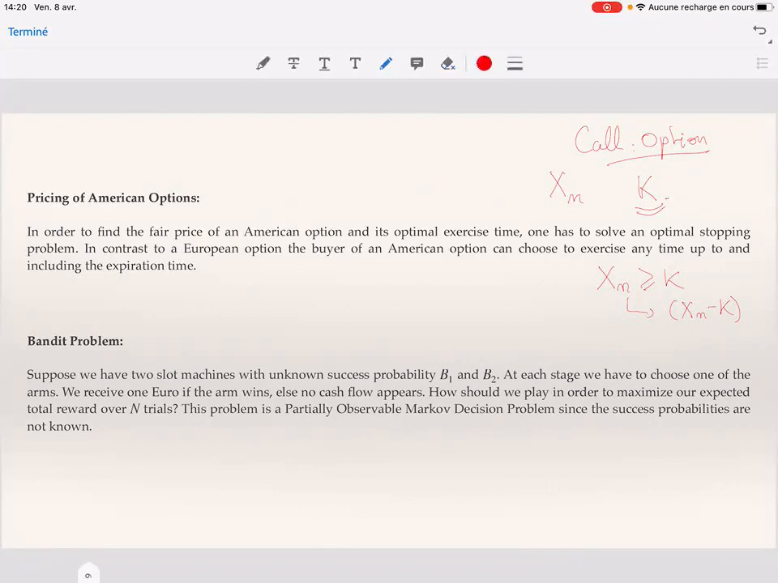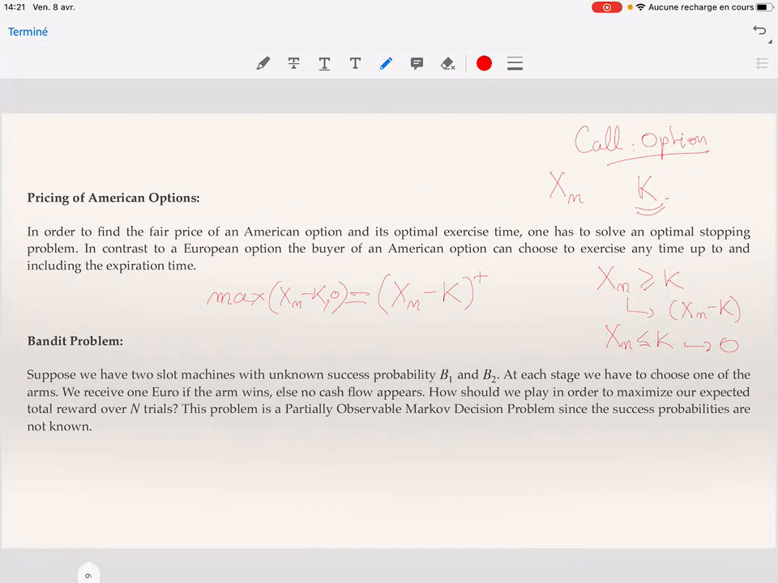Now, if Xn is less than K, you could buy the option at price K, but it is not very useful to use the option because the price is lower, it is Xn. So the benefit in this case will be zero. So when you use this option at time N, the benefit will be (Xn minus K) plus. This is the notation that we'll use in the following. It is the maximum between Xn minus K and zero. It is the benefit that you can get by using the option at time N.